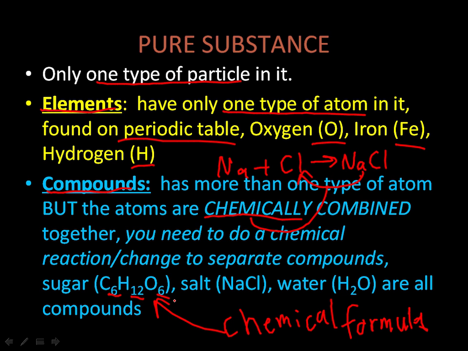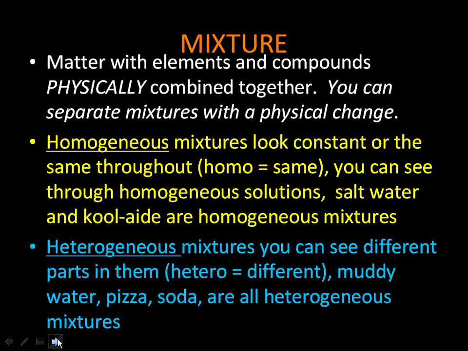when you mix together different elements and compounds, you end up with mixtures. The difference is that a mixture is physically combined. That means you can undo it with your hands or tools. You don't need a chemical reaction to take apart a mixture.